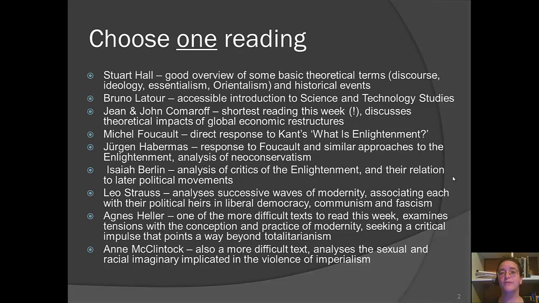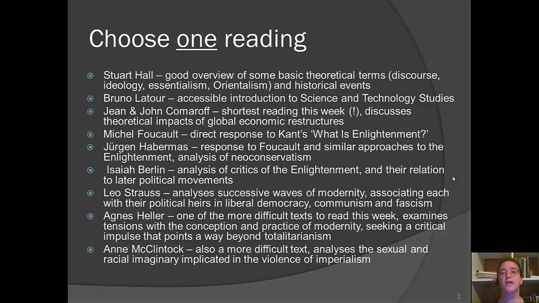The shortest reading for the week is Jean and John Comaroff's. They're discussing theoretical impacts of global economic restructuring. So they're specifically looking at the way in which the reorganization of the global economy is changing the relation between the global north and the global south, and what implications this might have for where we're generating good theory, insightful theory that helps us understand what's going on.